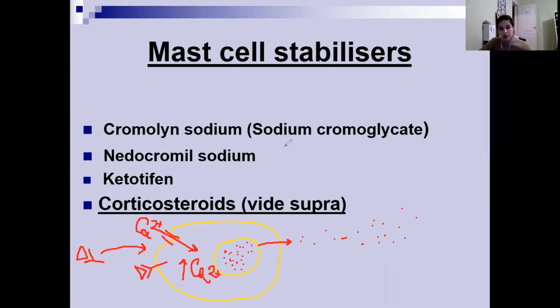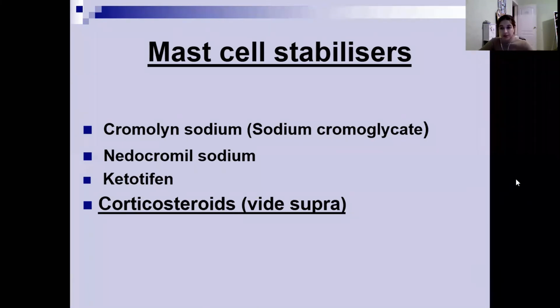The drugs cromolyn sodium, nedocromil sodium, ketotifen, and also some corticosteroids, which we have already discussed in previous slides, stop this process by blocking the calcium channels. They don't give calcium a chance to go inside. So there will be no increase of calcium in the cell and no release of histamine, and histamine will stay inside the mast cell. So we don't have a lot of histamine released out of these cells.